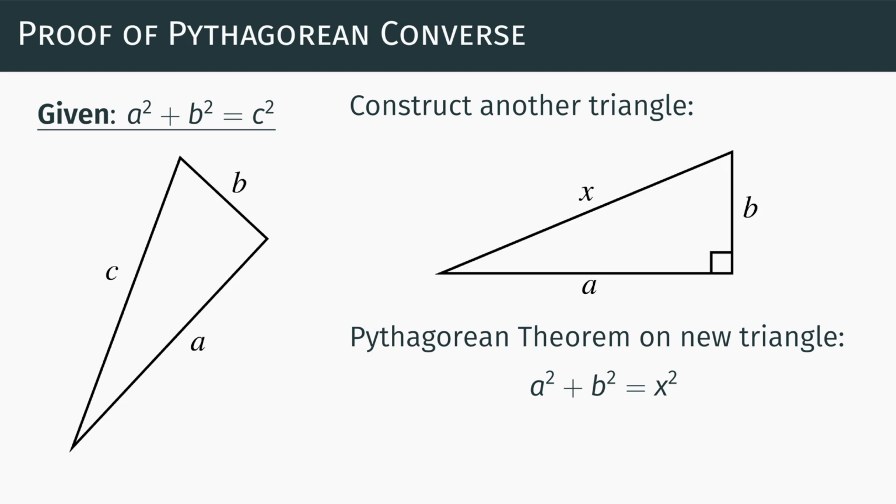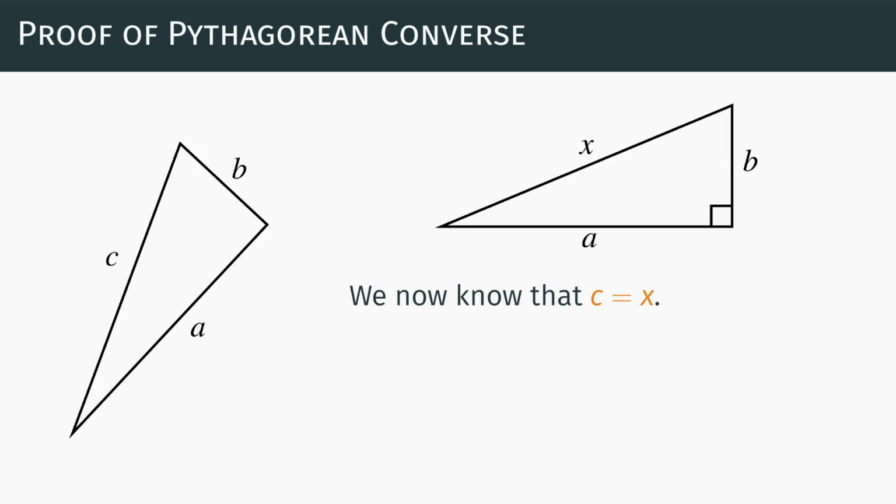Now notice, a squared plus b squared, we can use substitution. From our given, we knew that a squared plus b squared equals c squared. So we can plug that into a squared plus b squared equals x squared. We swap a squared plus b squared for the c squared we know from our given, and now we have c squared equals x squared. And since c squared equals x squared, and we're talking about lengths that have to be positive, it's got to be the case that c equals x. So now we know that the side length of c matches the side length of x.